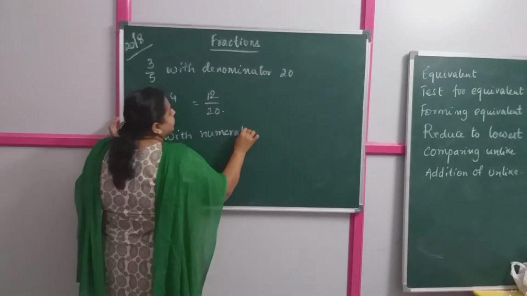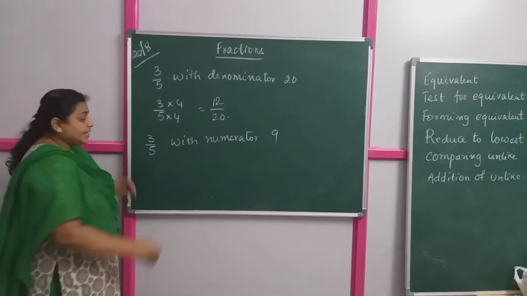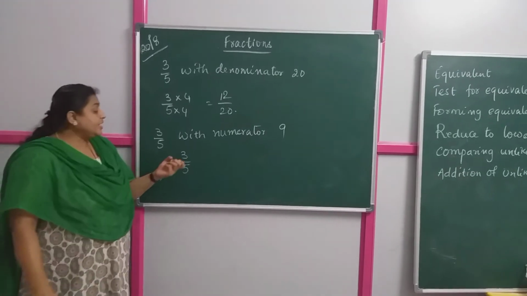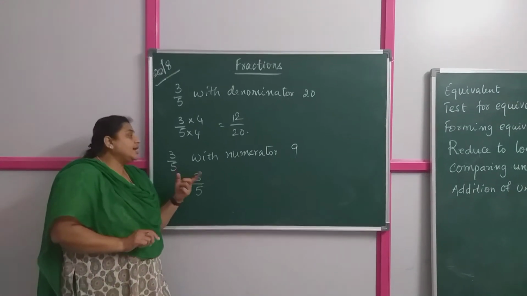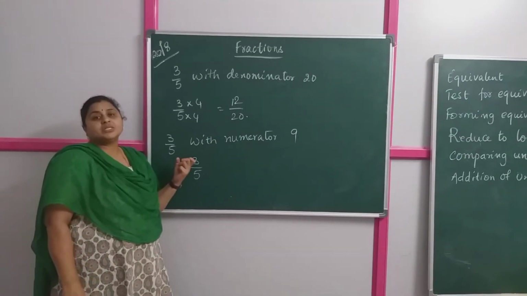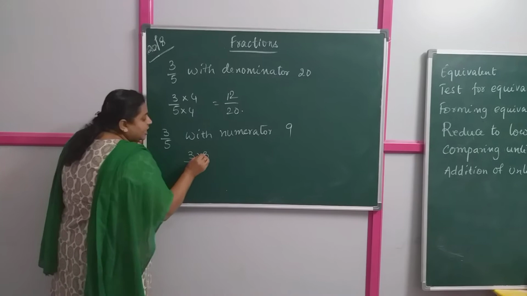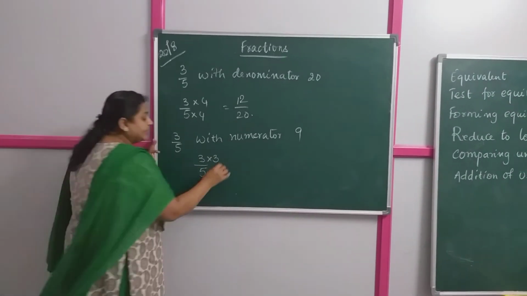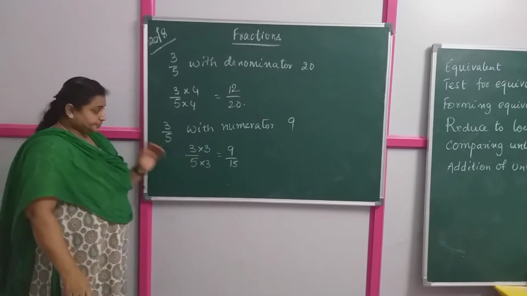With numerator 9. We need the numerator to be 9. Now let us see, we have the given fraction as 3 by 5. Now we need to change numerator 3 to 9. Now see, 9 in 3 how many times? 3 times. So I have to multiply the same number 3 to the numerator as well as the denominator. So 3 3s are 9, 5 3s are 15.